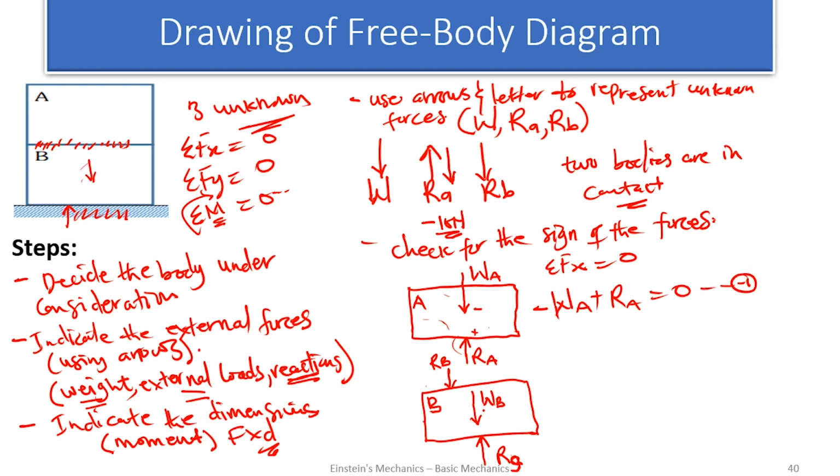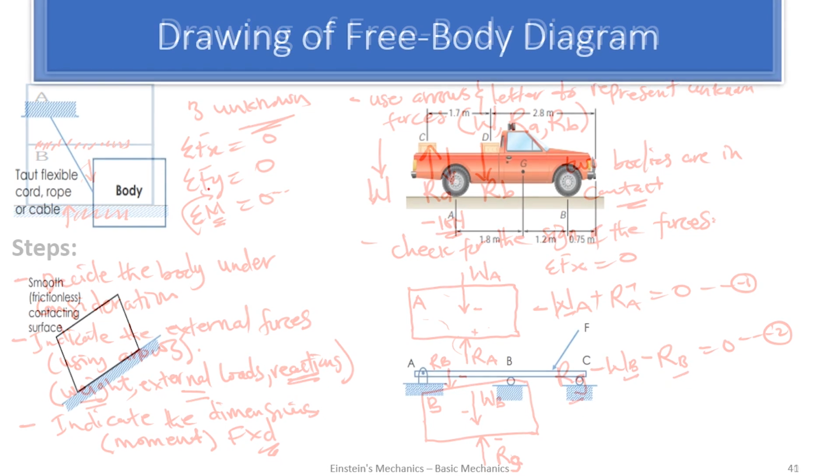Then when we come to body B, let's choose all the downward forces negative. This is negative and this is positive. Reaction at the ground, which is positive, minus the weight of B minus the reaction of B should be 0 as one equation. So these are the equations that we have. Are we good? So assuming we know the weight of A, we know the weight of B. Then it will be left with three unknowns: reaction at A, reaction at B, and reaction at the ground.